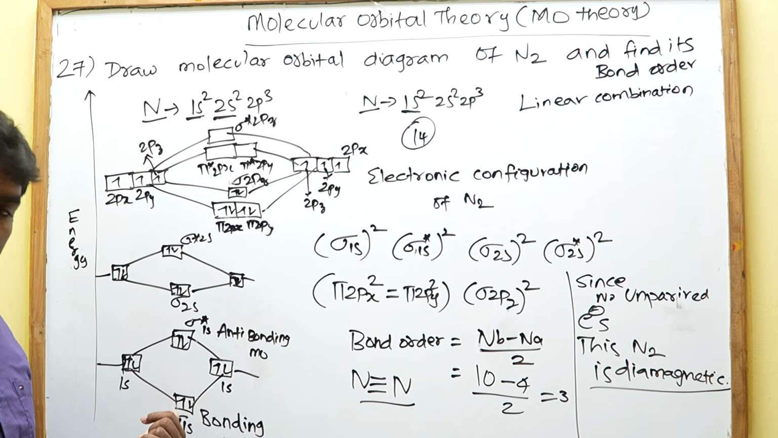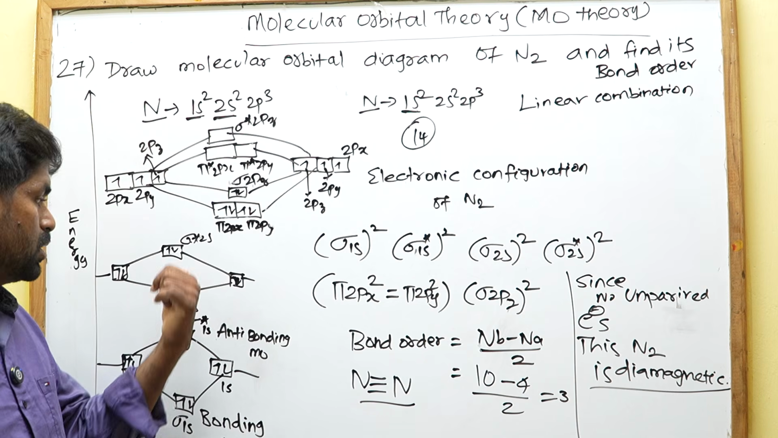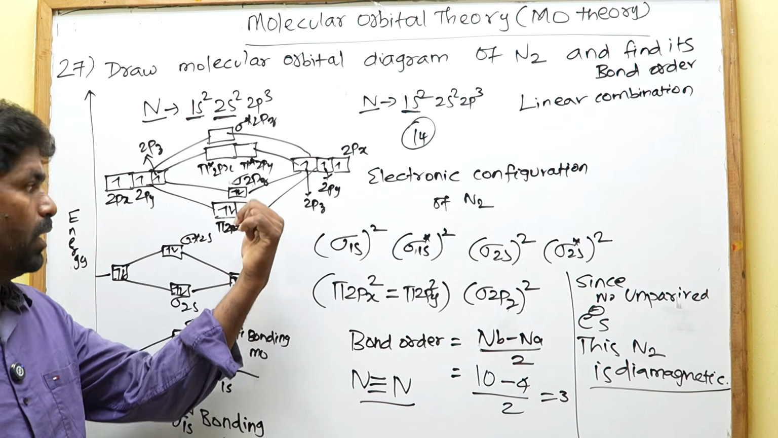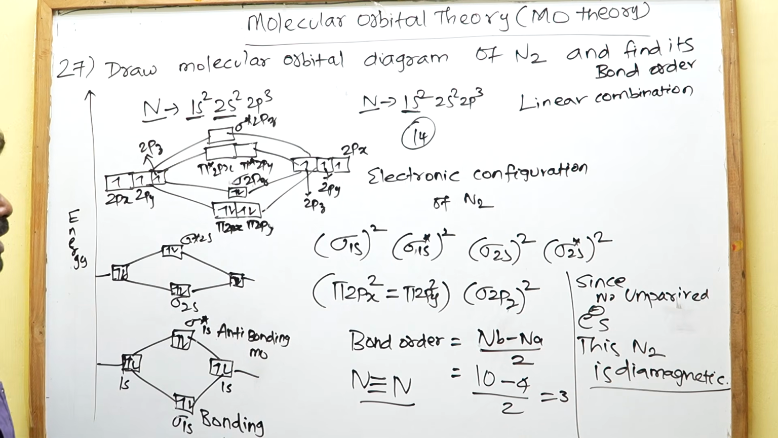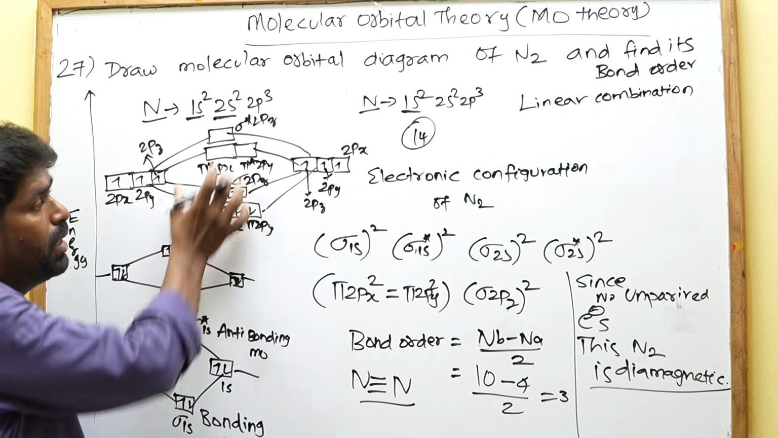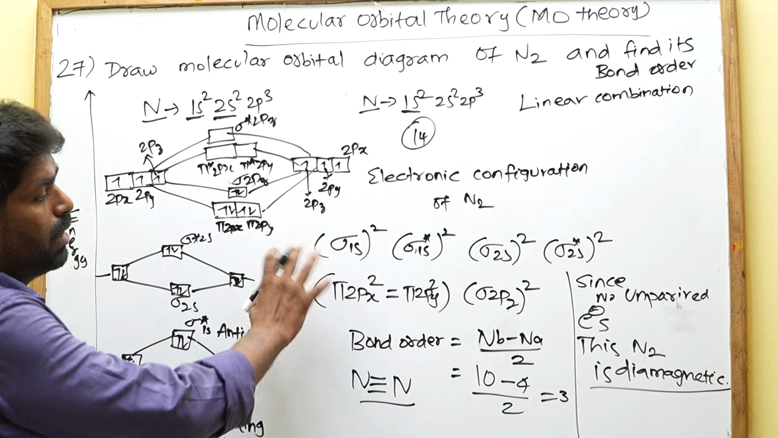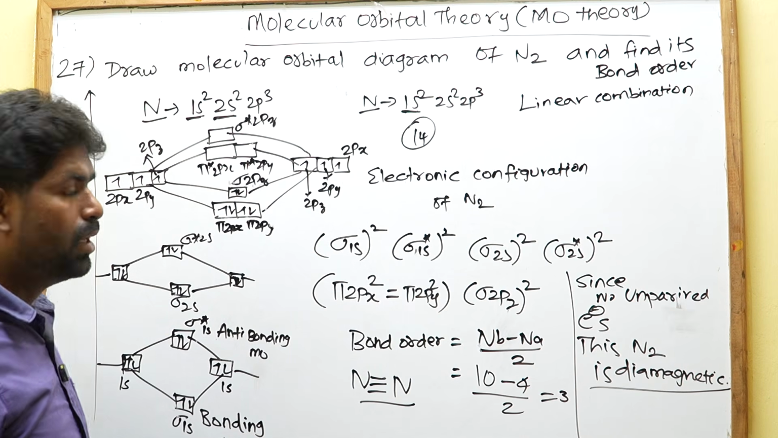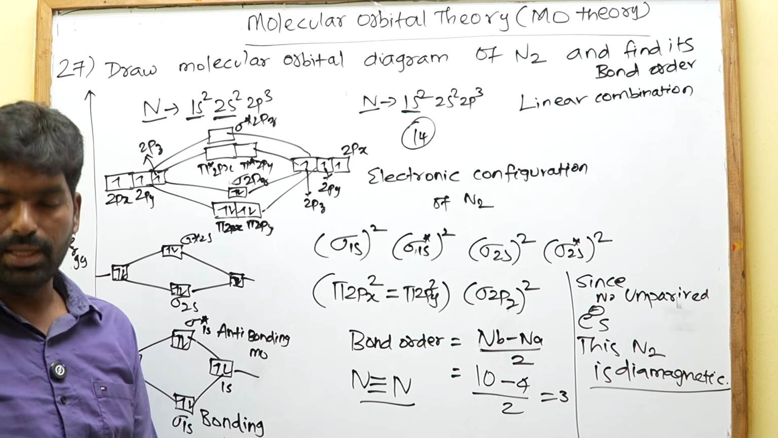Look at sigma 1s2 filled, sigma star 1s2 filled, sigma 2s filled, sigma star 2s filled, pi 2px filled, pi 2py filled, sigma 2pz filled. All are filled, which means paired. So there is no unpaired electron. Do not look for the unpaired electron at the atomic level. You have to look only at the molecular level. That is what the bond order says. So the electronic configuration and the bond order are very important, because this question will definitely come in the exam.